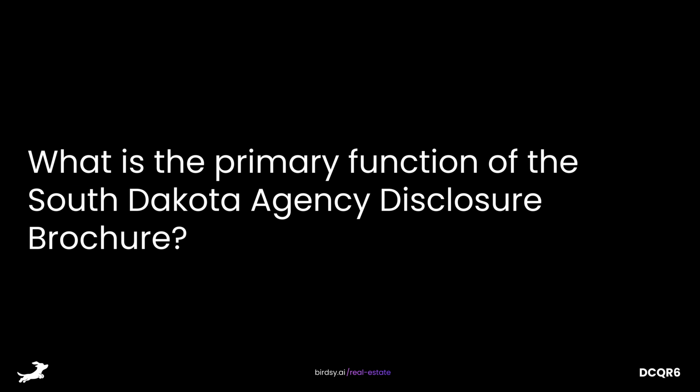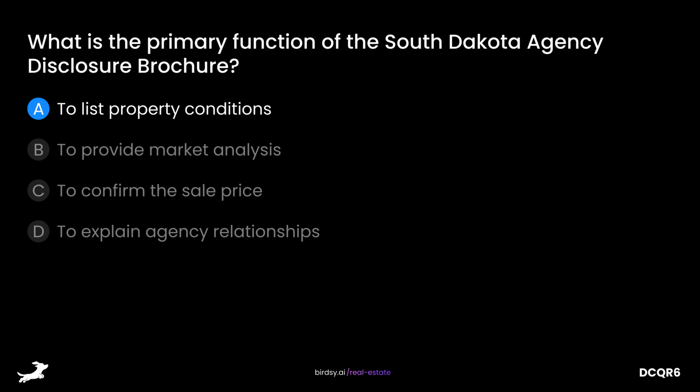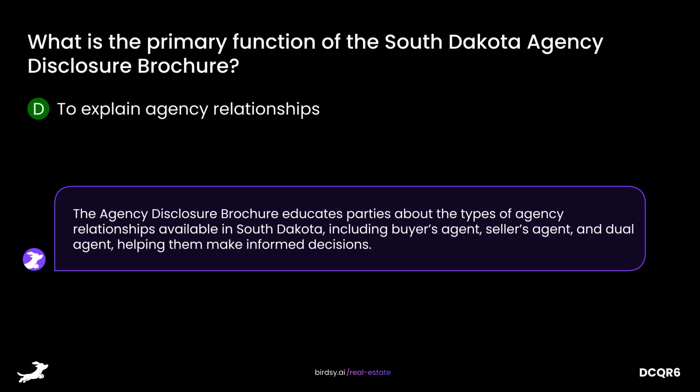What is the primary function of the South Dakota Agency Disclosure Brochure? Is it A, to list property conditions, B, to provide market analysis, C, to confirm the sale price, or D, to explain agency relationships? The answer is D, to explain agency relationships. The Agency Disclosure Brochure educates parties about the types of agency relationships available in South Dakota, including buyer's agent, seller's agent, and dual agent, helping them make informed decisions.